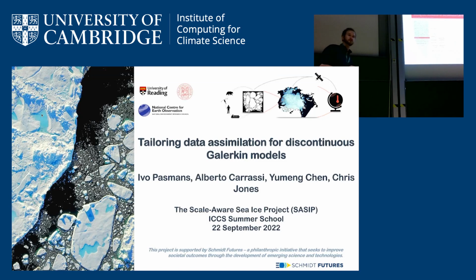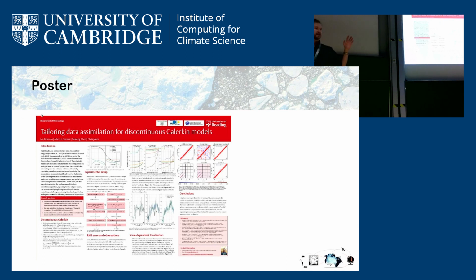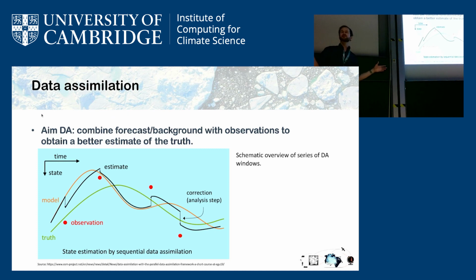So most of the stuff I'm going to talk about can also be found in the poster. And this is all about data assimilation. So what is data assimilation? Basically, it's a process to combine some prior guesses, which is also referred to as the background or the forecast, with observations to produce an analysis, in the hope that the analysis is closer to the truth than your initial guess.